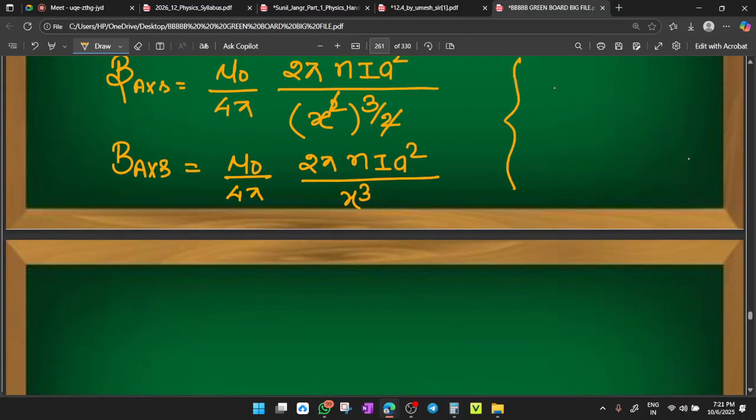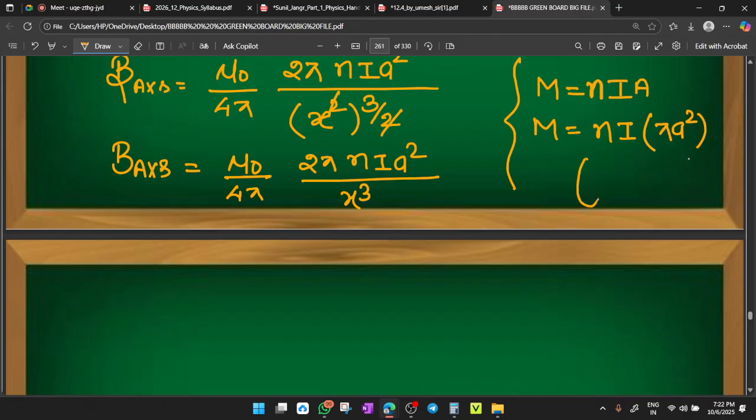Now see here, what is magnetic moment? For a circular loop, magnetic moment is equal to I a. Yes or no? Yes, we have read it in the previous chapter. Magnetic moment equals I a, and for n turns it should be n I a, right? So M equals n I, and for a you can write pi a square, because a circular loop has the area pi r square, but here the radius is a, so it has to be pi a square. Clear or not clear?